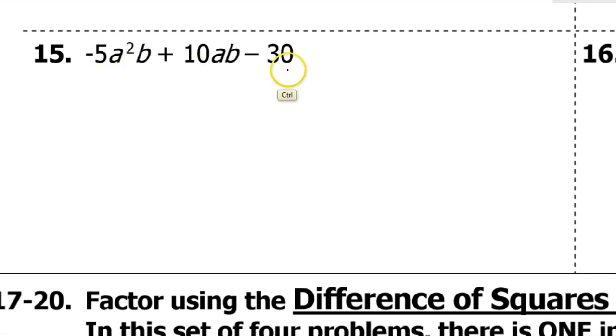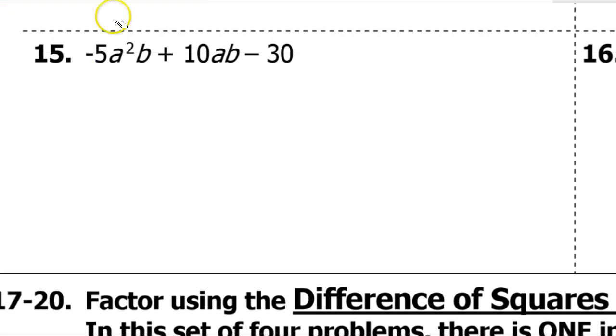So now we look to the numerical part. What's the biggest number other than 1 that divides into 5, 10, and 30? Well, the number 5 itself goes into 5, 10, and 30. So that is going to be in the greatest common factor. So I'm going to definitely have a 5 out there.